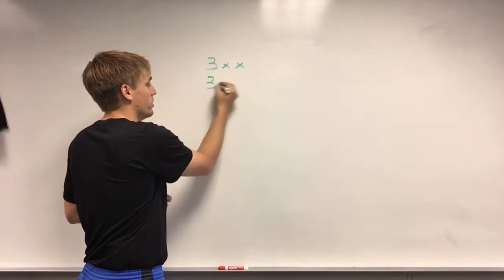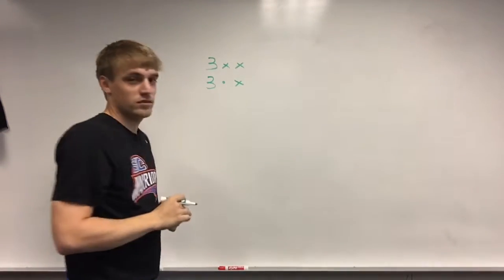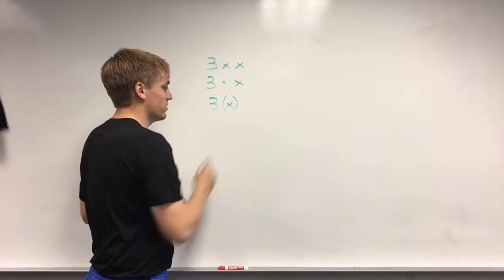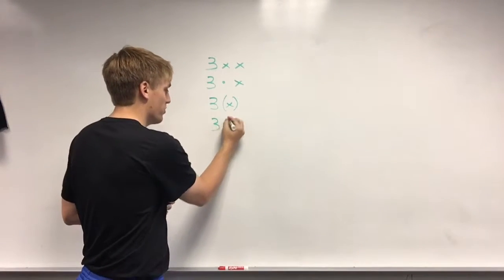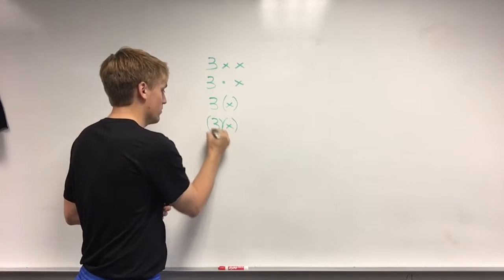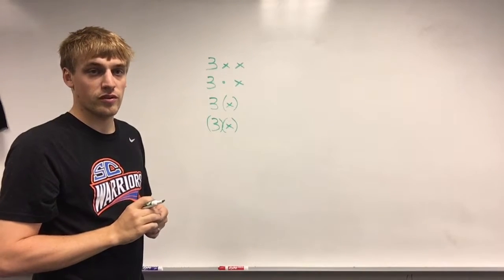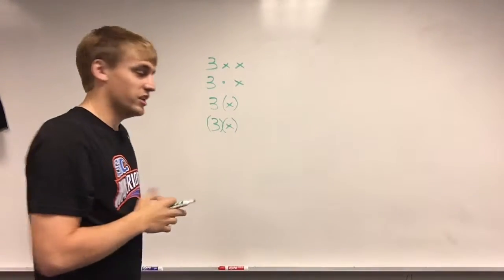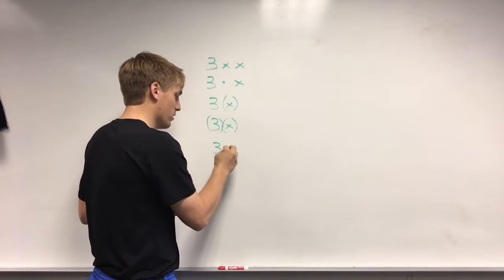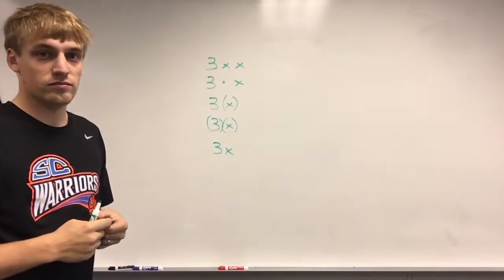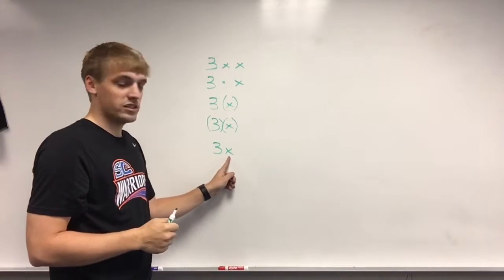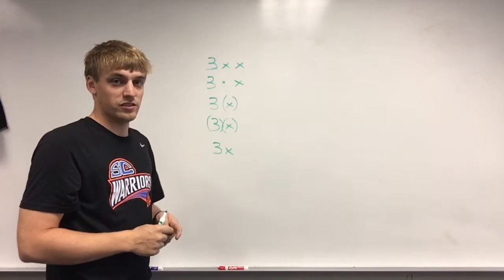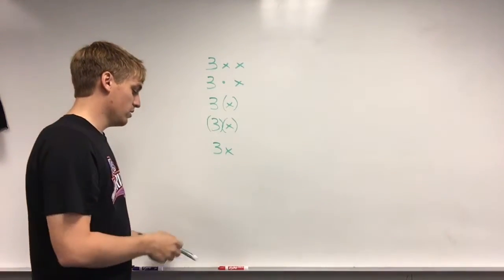Well, we can write 3 times x, okay, with the dot in the middle. Or we can write 3 with x in parentheses. We could put them both in parentheses again, like we did earlier with our previous example. Or the most common way that you'll see it is just with the 3 and the x next to each other. So when a number is right next to a variable, okay, this means multiplication.